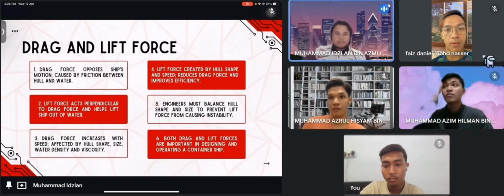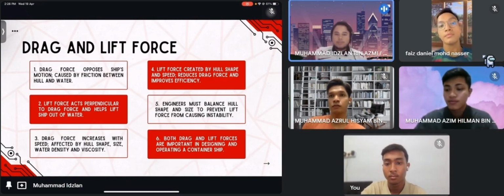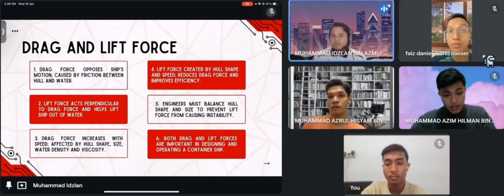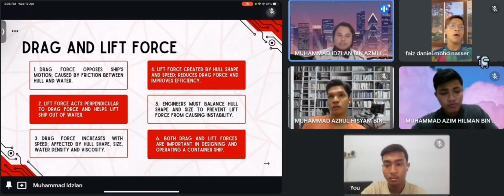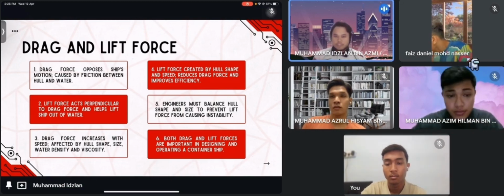Okay, thank you, Azim. So now the drag force and the lift force. The drag force and lift force are both important factors that affect a container ship's motion through the water. The drag force is caused by the friction between the ship's hull and the water and acts in the opposite direction of the ship's motion.